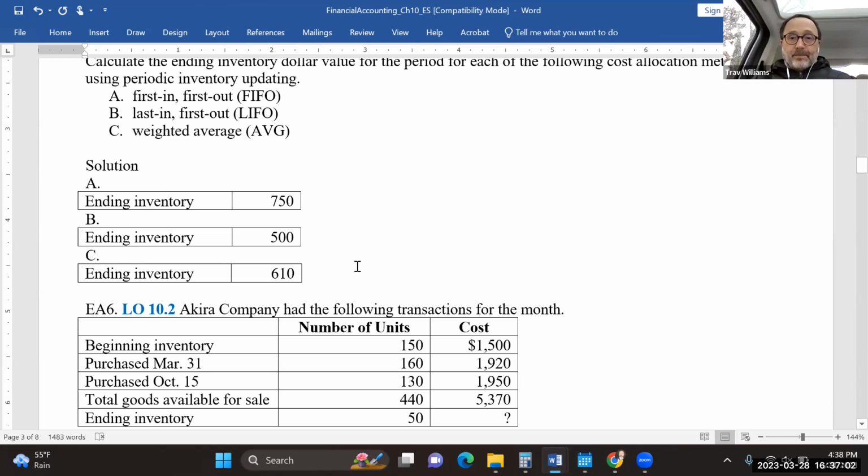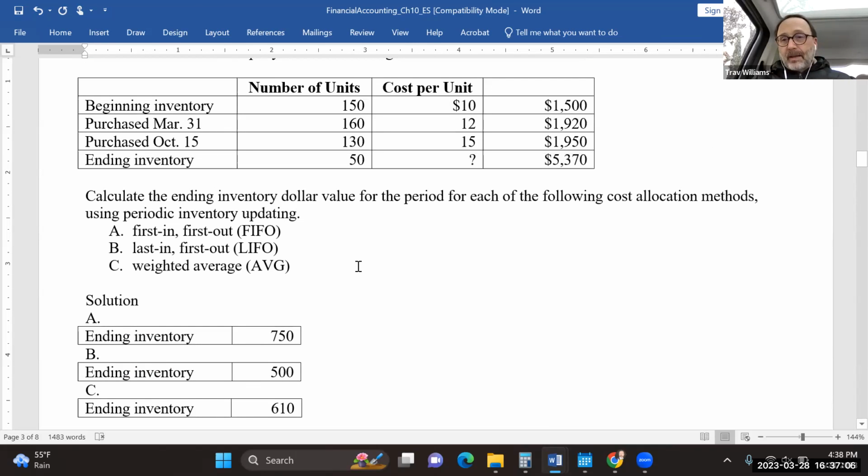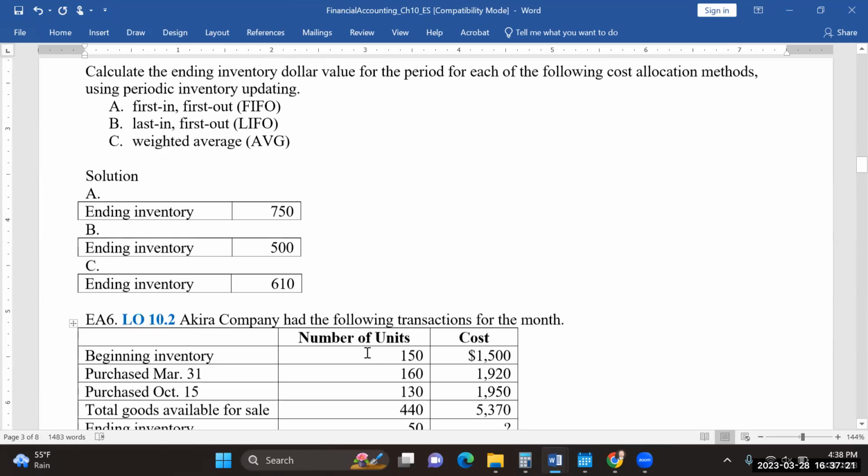Okay, so Jane, let me know if anything needs clarification. Because there's so many different approaches to inventory in this chapter, it does get a little tricky here and there. So just let me know if you have any questions. I will. Okay, great.